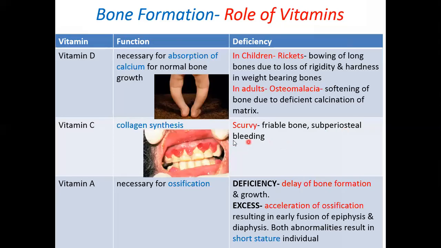You have subperiosteal bleeding, so you can see all these bleeding spots over here. The patient will have bleeding from the gums. So this is called vitamin C deficiency, scurvy.